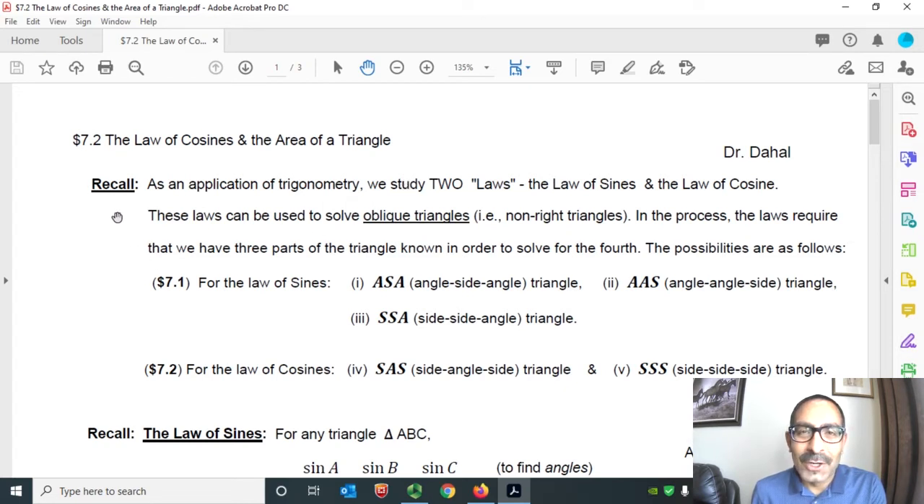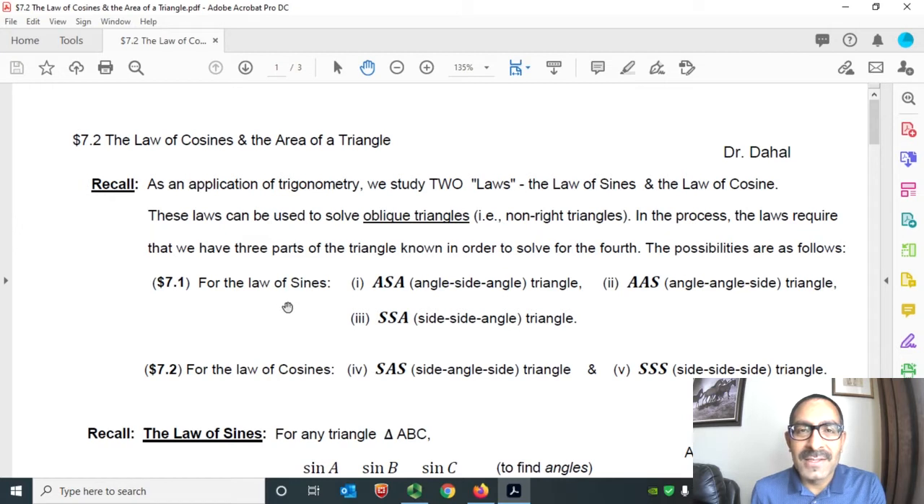First, quick recall. As an application of trigonometry, we study two laws, the law of sines and the law of cosines. These laws can be used to solve oblique triangles. Oblique triangles are non-right triangles where we cannot apply the trigonometric functions to solve such triangles. In our last class, we covered the law of sines.